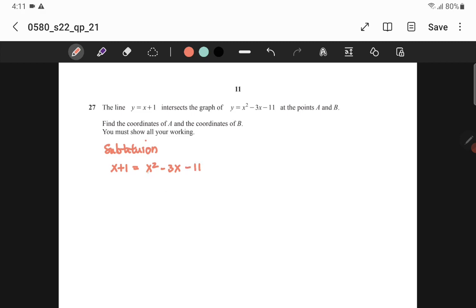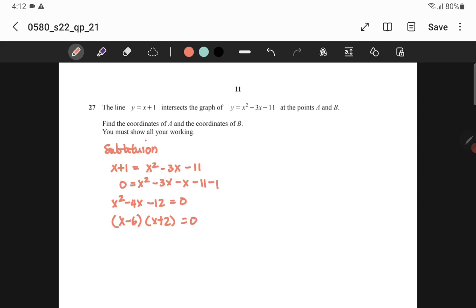And then I will put everything on the left. So it will be like 0 is equal to x squared minus 3x. Directly I group the similar terms. Minus x minus 11 minus 1. Is it correct? Yes. So I will have x squared minus 4x minus 12 is equal to 0. And then factorize, right? It becomes x minus 6, and then x plus 2 is equal to 0.